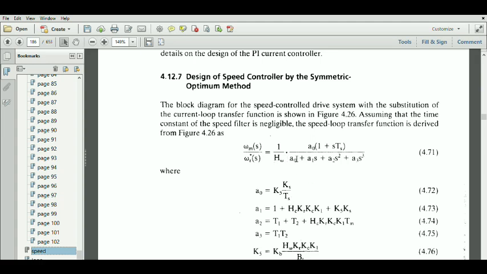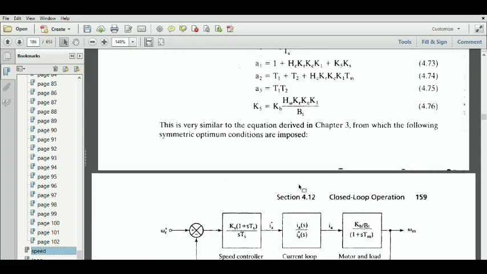So 1 by H omega into A naught into 1 plus STS divided by A naught plus A1S plus A2S square plus A3S cube. So in this, A naught is equal to K5 Ks by Ts.